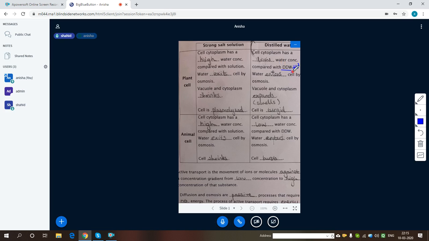So if the DDW is like 100% distilled water, then water concentration is more compared to that in the cell cytoplasm already. So that's why it goes from high to low. Yeah, I understand it now. I was just stuck on the start part, but I get it. So it's saying the distilled water goes high to low, as in when it goes into the cell, it enters the cell by osmosis. Yeah, I get it now.